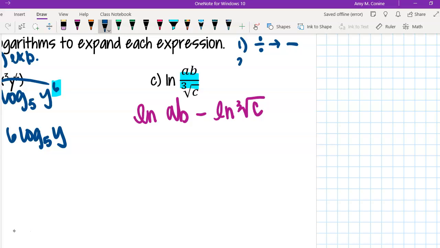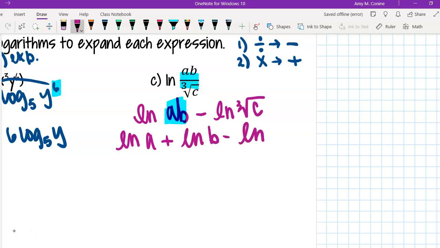Then the second thing I would take a look at is your multiplication, which if you remember is also addition. So we're going to take this multiplication of AB and separate it into natural log of A plus the natural log of B, minus the natural log of the cube root of C.